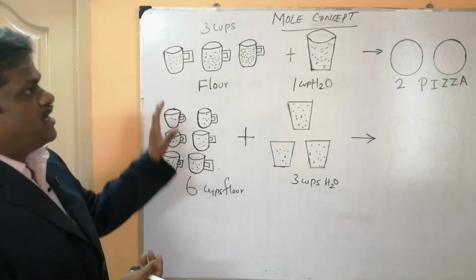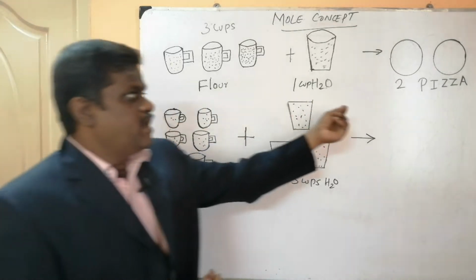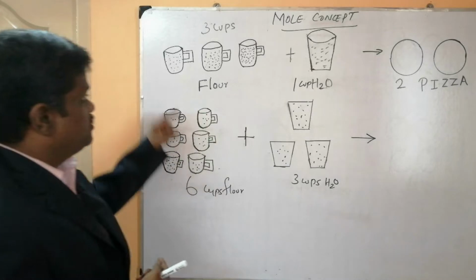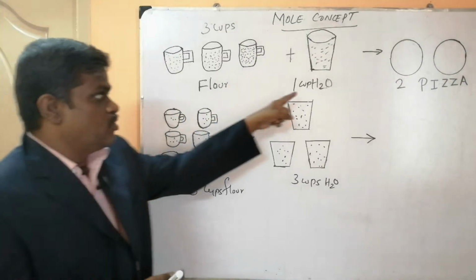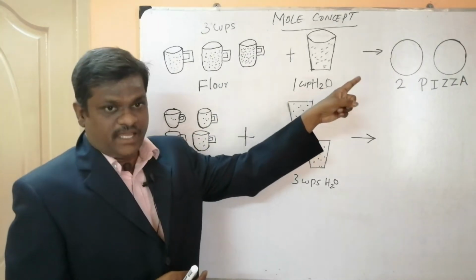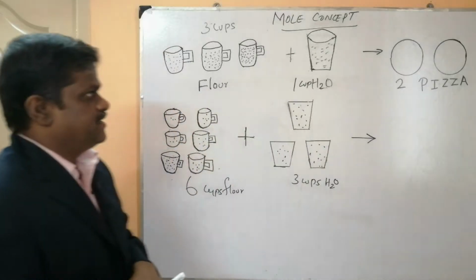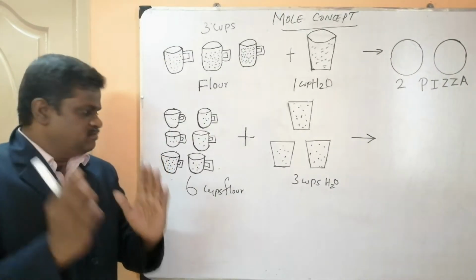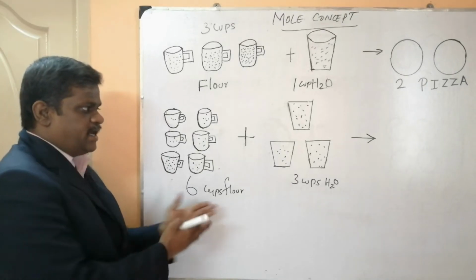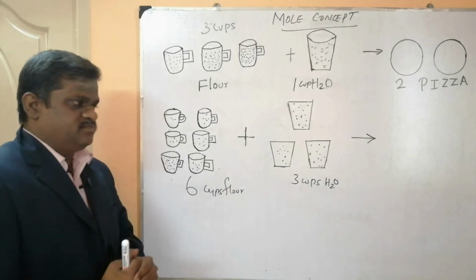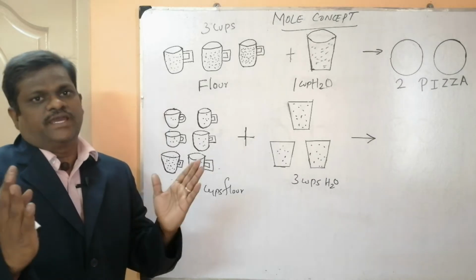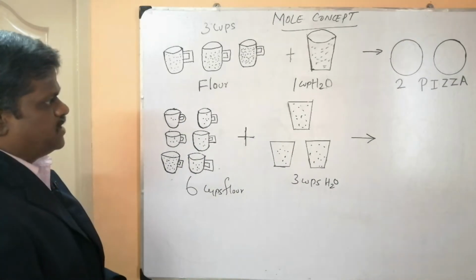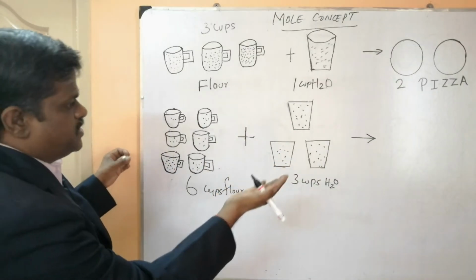Now we have a formula to make two pizzas. To make two pizzas we need 3 cups of flour and 1 cup of water, then only we can make 2 pizzas. This is the recipe or formula, whatever you say. Now I am giving 6 cups of flour and 3 cups of water. Now how many pizzas can you make? As you know, this is the formula.